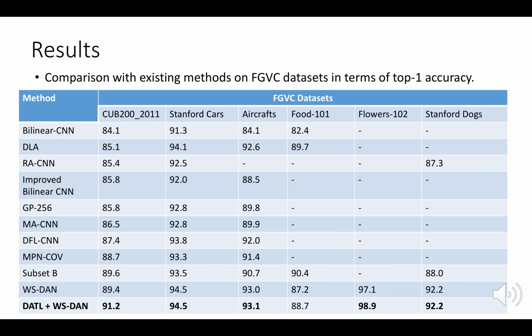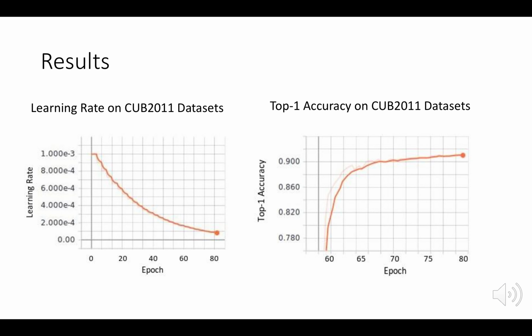These are the results that we got compared to the previous existing methods. Our technique showed state-of-the-art results on 5 out of 6 datasets. This is how we vary our learning rate for our experiment. And this is the top one accuracy that we got for the BART dataset, which is 91.2. That is the highest so far in this domain.